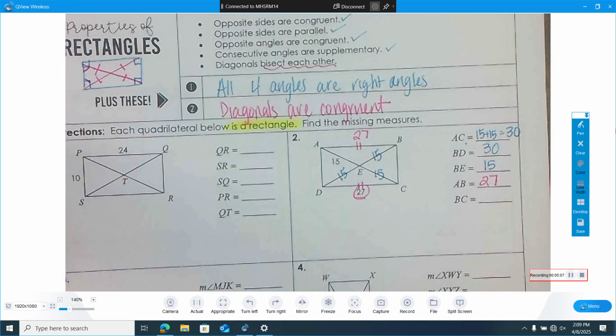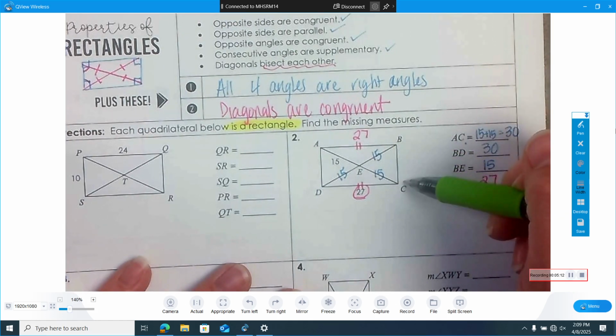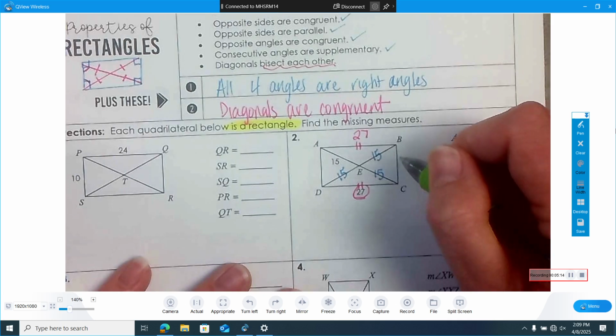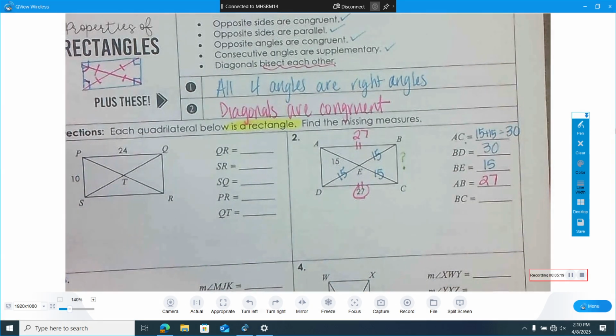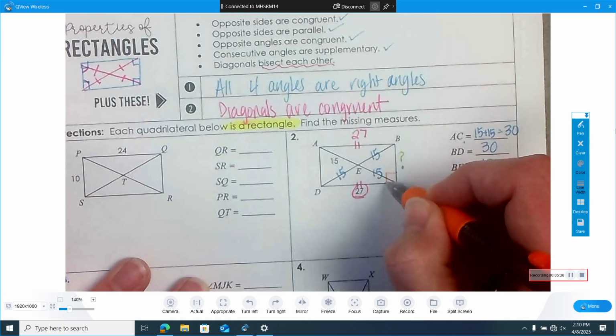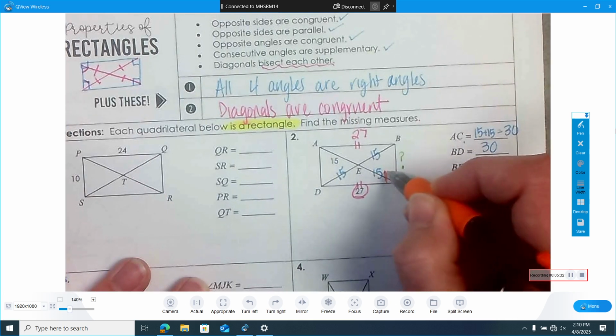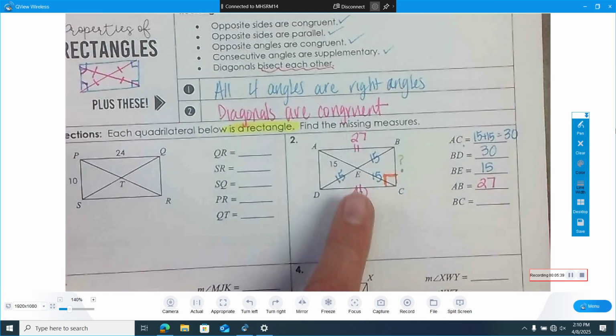And BC, is it? So we need to figure out this side right here. Is it not a right triangle, or is it a right triangle? Oh, I was thinking of like, triangle. The little guy? No, like AB. I don't know. Triangle ABD is a right triangle. ABE is not a right triangle.